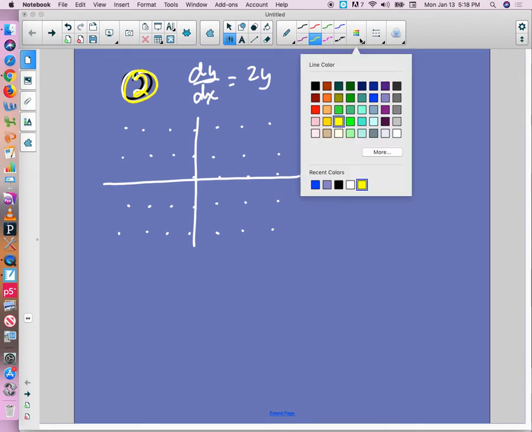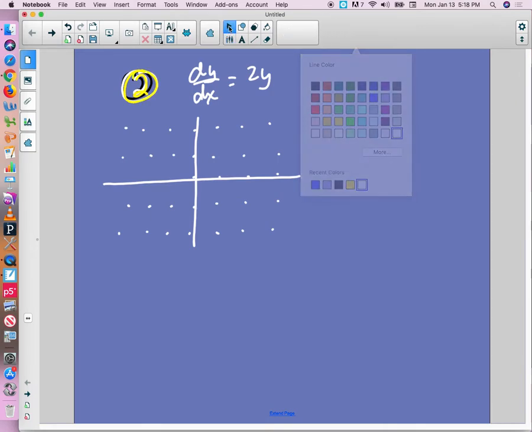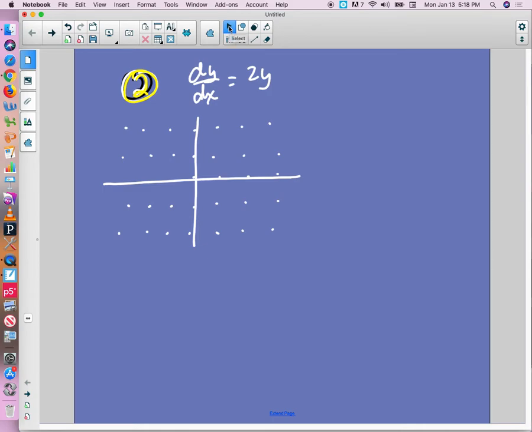On your slope field worksheet to help you complete that. Number 2, we skipped in class today in our hurry, so I'm going to do the slope at 0, 0, and all we need is our y value. So when y is 0, the slope is 0.